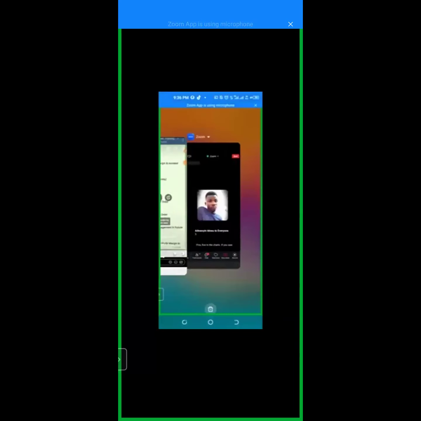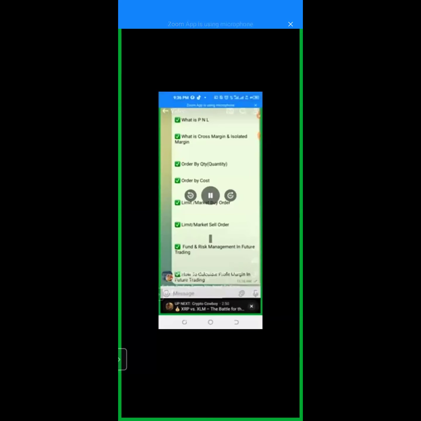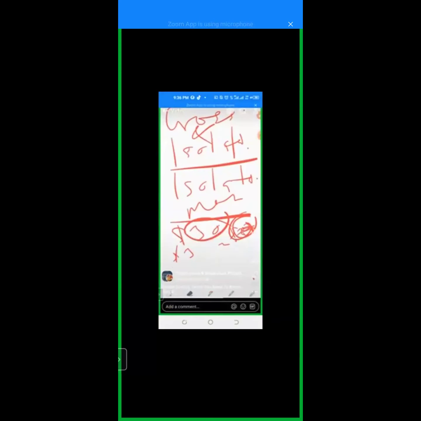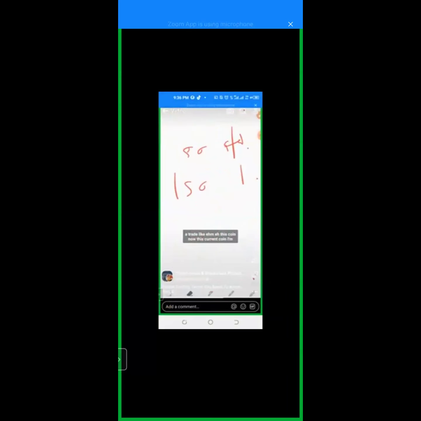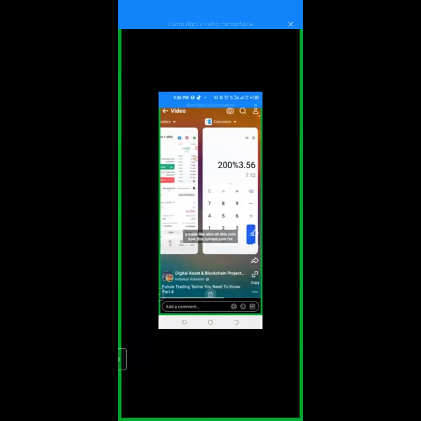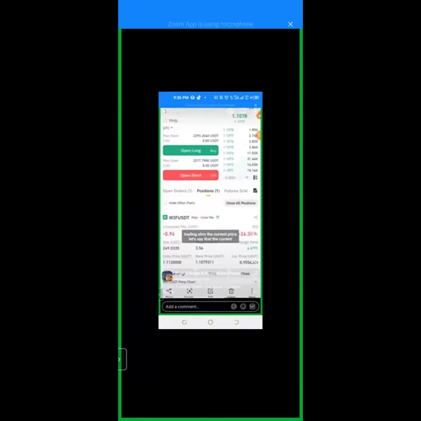Order by quantity. Yes, this is very important. Now, when you want to enter a trade, like this coin I'm trading now, let's say the current price is 1.107. That means the one quantity of this coin called WIF. This is an example, please, an example.